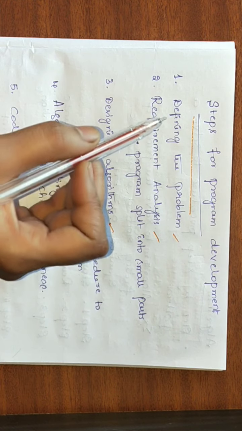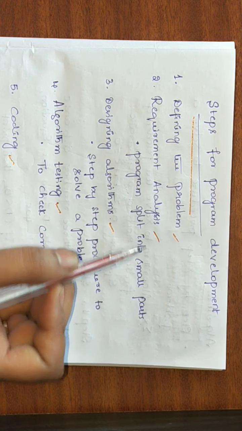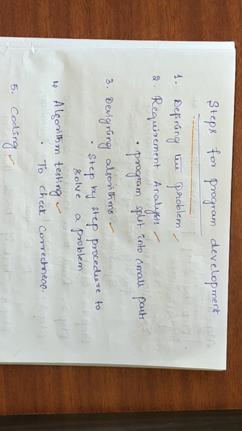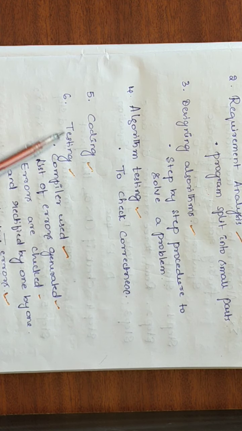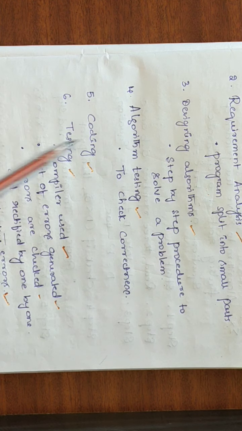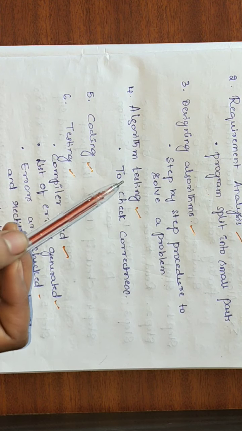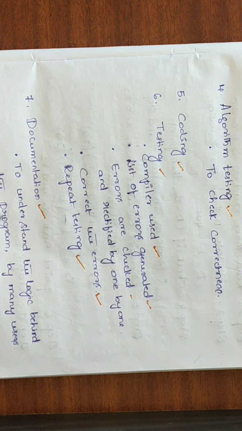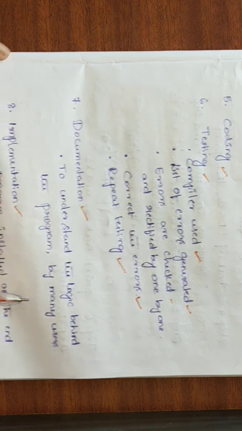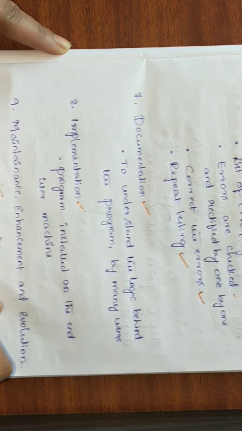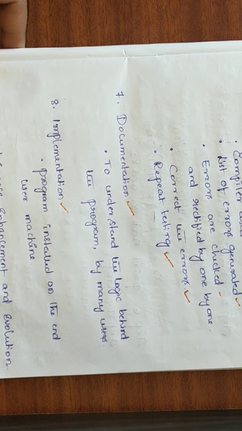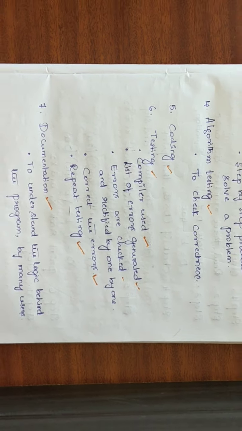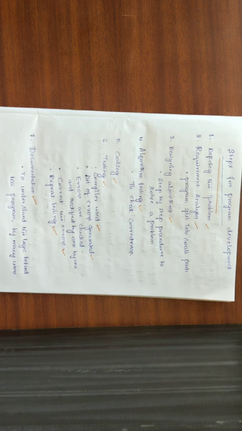So I recap again: defining the problem, requirement analysis, designing the algorithm and algorithm testing, coding. Again, see, algorithm testing is different. We are testing the algorithm. After writing the code or the program, we need to test the program. That is different. And next, we need to do the documentation. And next, implementation. And next, maintenance, enhancement and evolution. So these are the different steps which are involved in the program development phase.